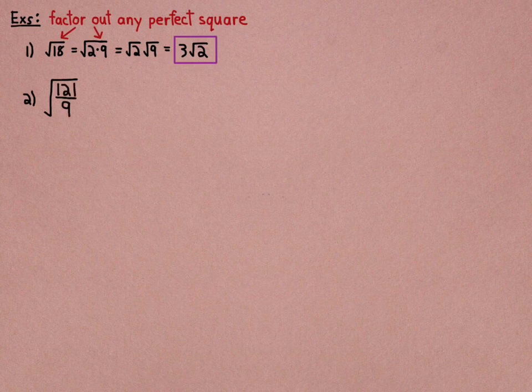Okay, square root of 121 over 9. That's the same as the square root of 121 over the square root of 9. And those are both perfect squares, which is nice. So remember, 121 is 11 squared. It's one that you're supposed to have memorized. So that's 11 over 3.